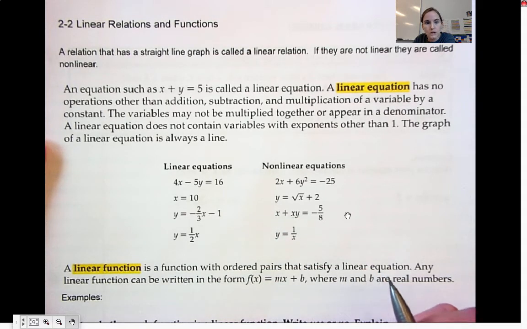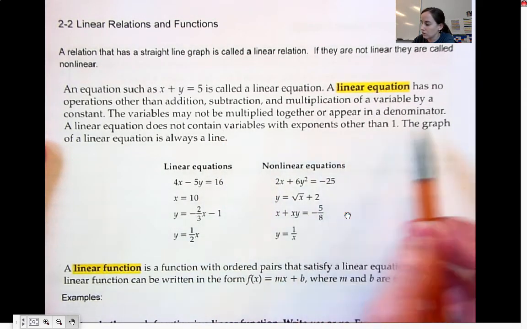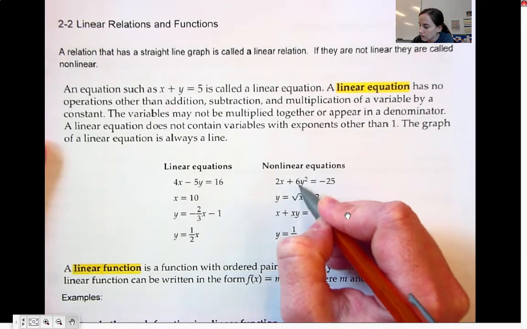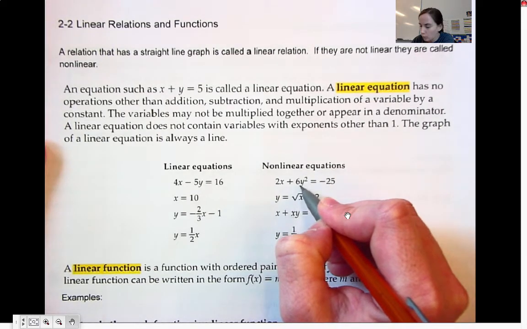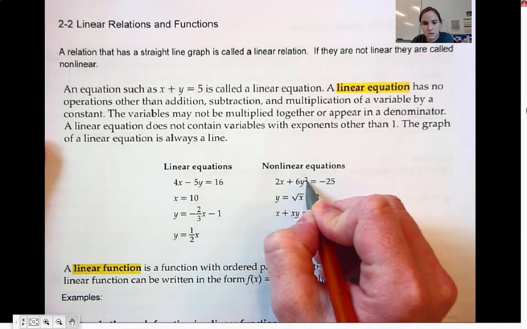Also, the linear equation does not contain variables with exponents other than 1. So here, this one has a variable with a squared. Okay, the exponent is 2. We can't have that or it's nonlinear.